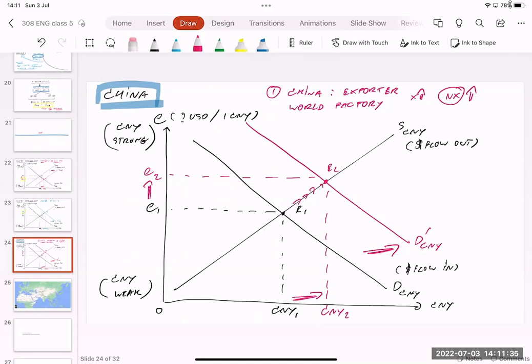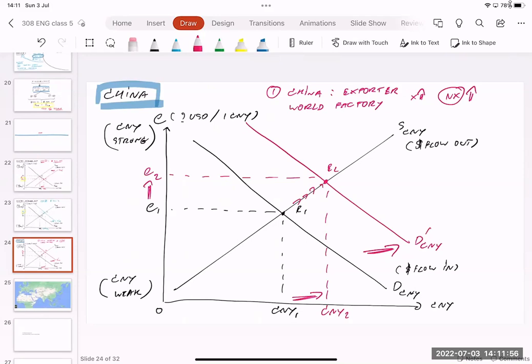Chinese yuan becomes stronger, which is not good. You learned it from last time. When your currency becomes stronger, what does it mean? It means that everything made in your country is going to look more expensive from the eyes of foreigners.